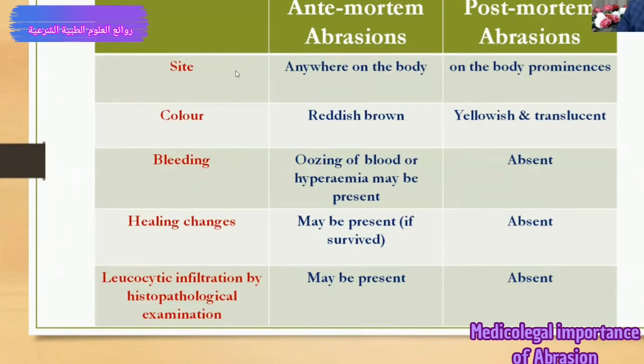What is the color of ante-mortem abrasion? Usually reddish brown, but the color of post-mortem abrasion is usually yellowish and translucent. About bleeding, oozing of blood or hyperemia may be present in ante-mortem abrasion, but it is usually absent in post-mortem abrasion. What about the healing changes? Healing changes may be present, but only if the person survived. Healing changes are usually absent in post-mortem abrasion.